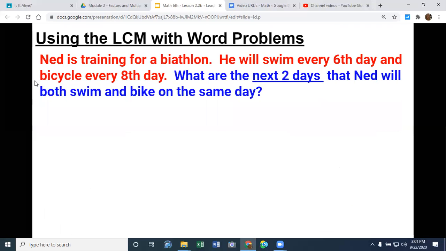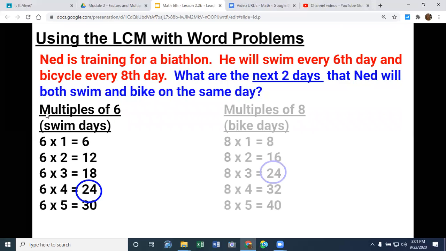Ned is training for a biathlon. He will swim every 6th day and bicycle every 8th day. Same word problem, different question. What are the next 2 days that Ned will both swim and bike on the same day? We found the first one, right? It was 24. How are we going to find the next times it's going to happen on the same day?